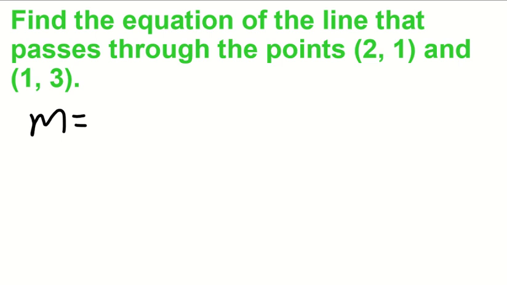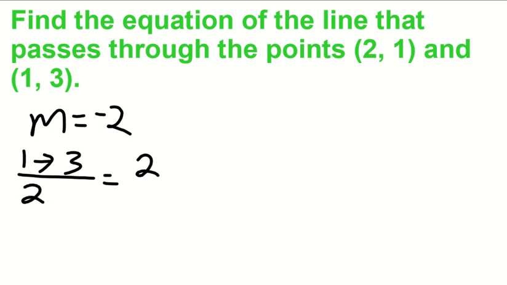Carleo, what do you got? Corey? Negative 2. All right, so our slope's going to be negative 2. Change in y, we're going from 1 to 3. That's up 2. Change in x, we're going from 2 to 1. That's down 1, so that makes it a negative 1. 2 over negative 1 makes that negative 2. So there's our slope.